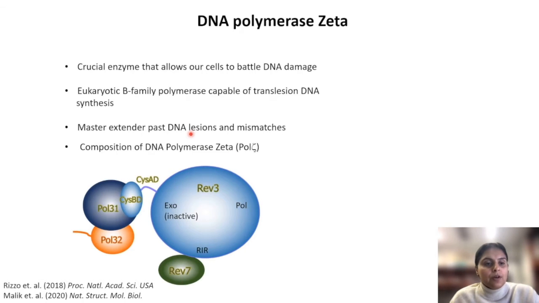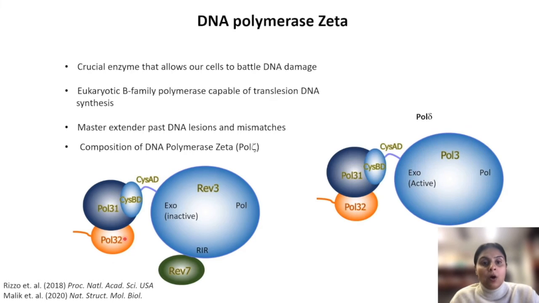In terms of the composition of Pol zeta, it's made up of the catalytic module Rev3, which has a polymerase domain and an inactive exonuclease domain. At its C terminus, it has CysA and CysB as the cysteine-rich modules. In terms of the accessory subunits, it has Pol31 and Pol32, which it actually shares with a high-fidelity polymerase, DNA polymerase delta, which also has catalytic module Pol3 with a polymerase domain and an active exonuclease domain, as well as the cysteine-rich C termini.